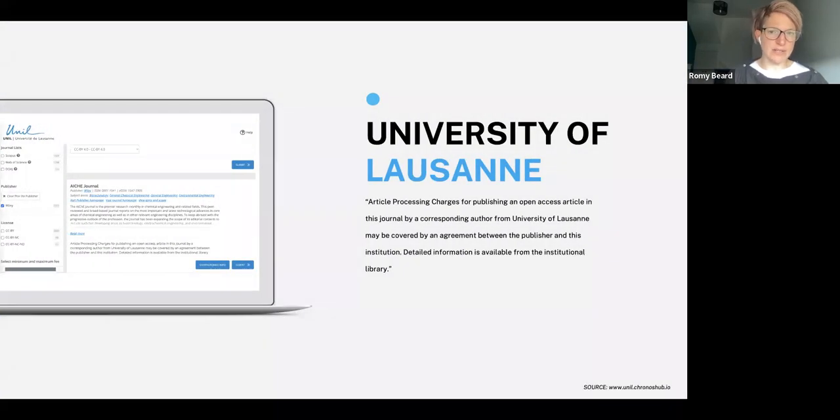Another example is University of Lausanne, where you have about 46,000 journals, and then the relevant journals that have an agreement in place are marked with that information. So a slightly different approach. This is the Kronos Hub Journal Finder for Lausanne, and you see here the information that is displayed in their case.